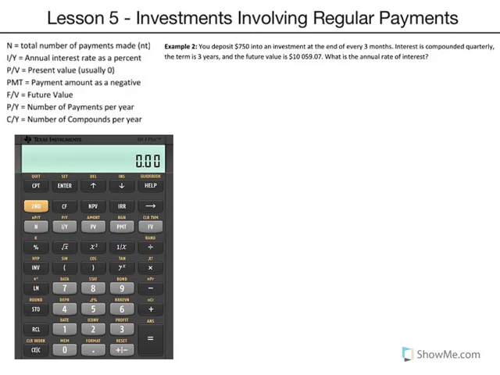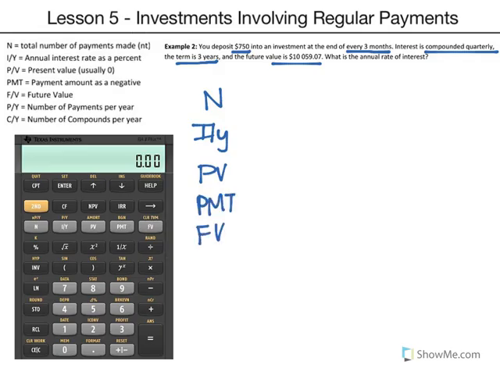Alright, applying this. You deposit $750 into an investment at the end of every 3 months. It's compounded quarterly for a term of 3 years. The future value is $10,059.07. What's the interest rate? So we're going to input all of our values, so let's just write all of our values. We have N, IY, PV, PMT, FV, and then we have PY and CY.